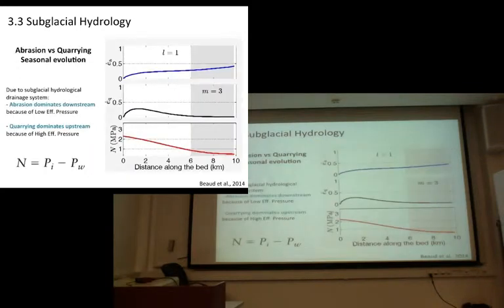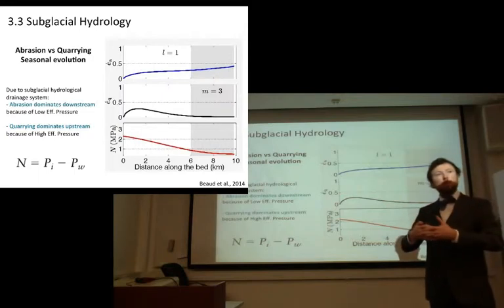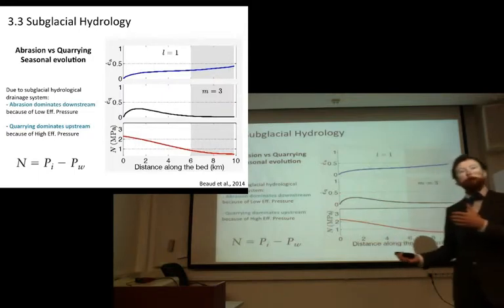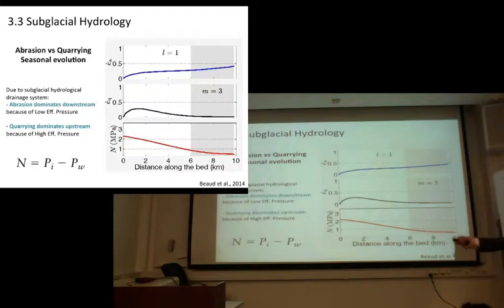And I want to show you a model version, and it's interesting because models help us also combine two theories. We have the erosion rate from abrasion and from quarrying, and this model includes them both. What you have here is the abrasion on top, the erosion rate of quarrying, and then the effective pressure.